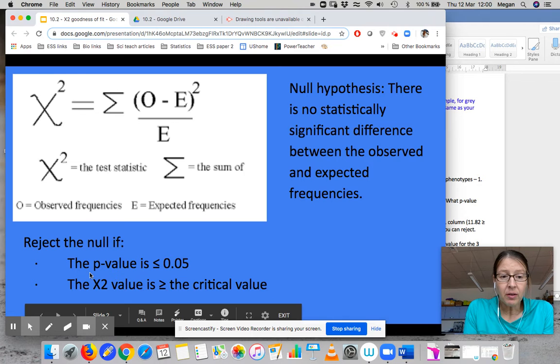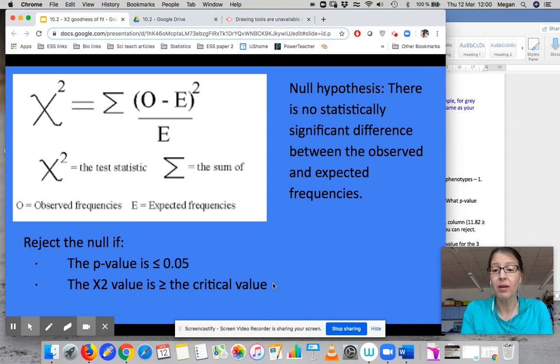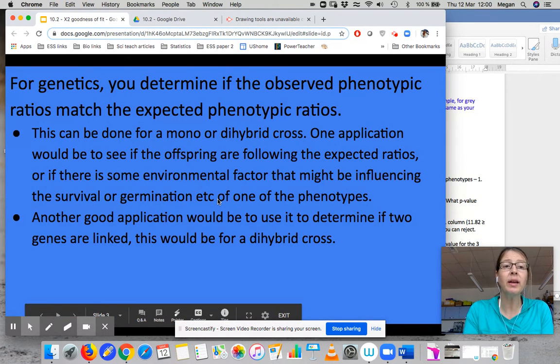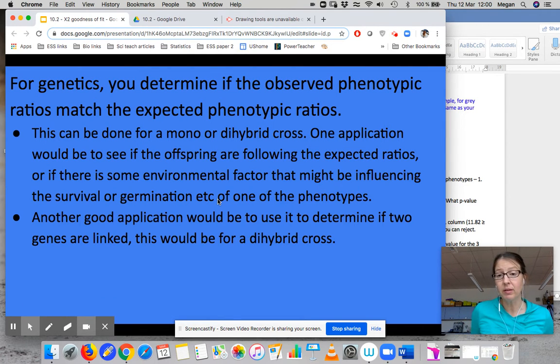But the things that are similar is if our p-value is less than 0.05, we will reject our null. If our chi-square value is greater than the critical value at the probability of 0.05, then we can also reject the null. So in genetics, we can use the chi-squared goodness of fit for monohybrid crosses. You could maybe cross two heterozygotes and see is the dominant phenotype happening at three-quarters of the time, and the recessive trait phenotype happening only 1/4 of the time. Why might that be happening? Well, maybe there's an environmental thing that could be excluding one of those phenotypes.